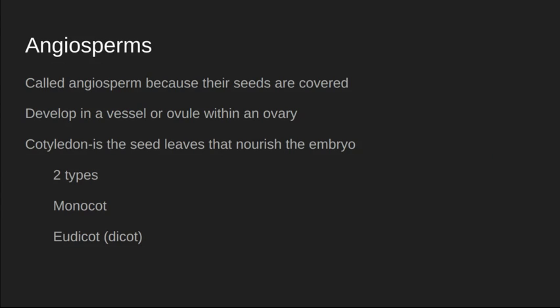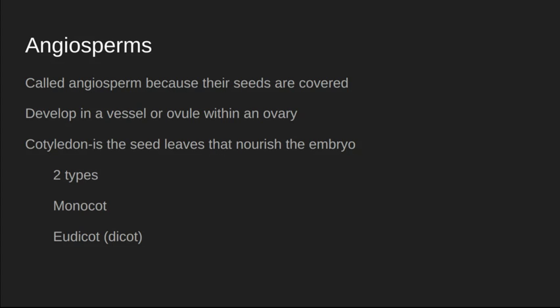Angiosperms are called that because their seeds are covered. They develop in a vessel or an ovule within an ovary. The ovary becomes the fruit, which when we eat fruit, we're actually eating the ovary of the plant. All flowering plants have what we call cotyledons. Basically, this is the part of the seed that nourishes the embryo so that it can grow.